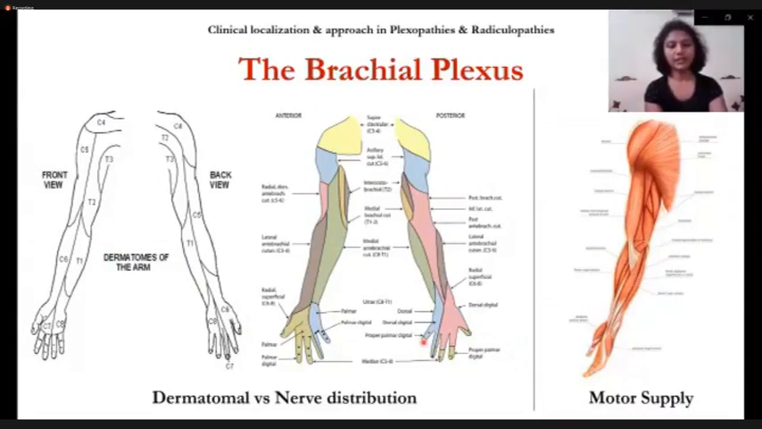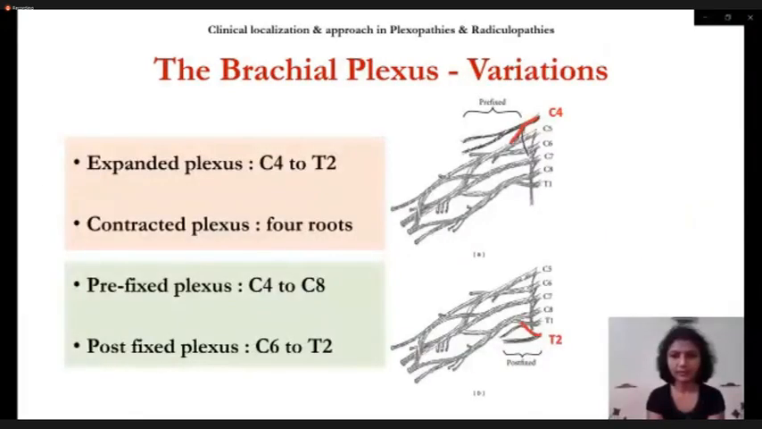Here is the cutaneous innervation of the various nerves of the brachial plexus as compared to the dermatomal supply. And of course, all the muscles in the upper limbs are supplied by the various components of the brachial plexus. There are several anatomical variations within the brachial plexus.